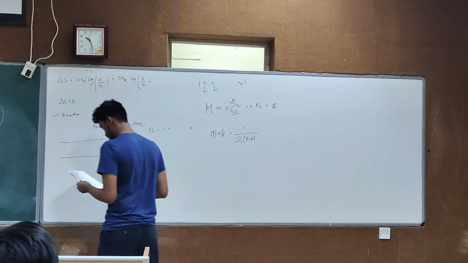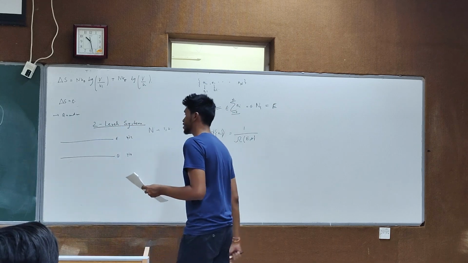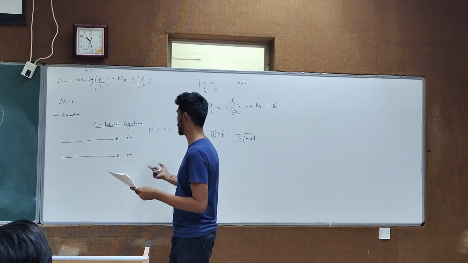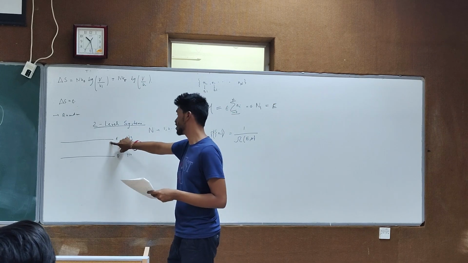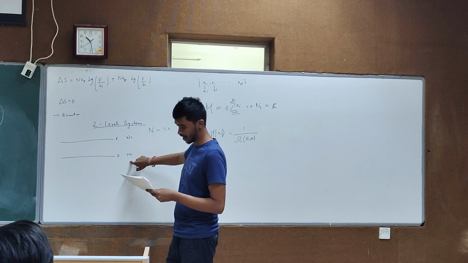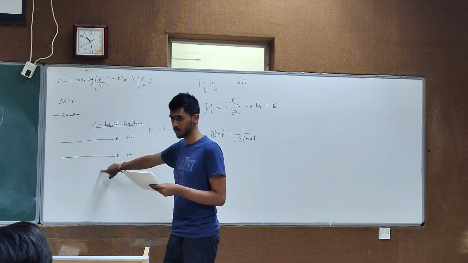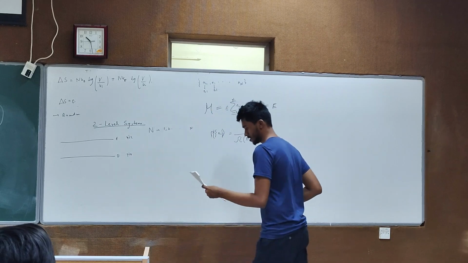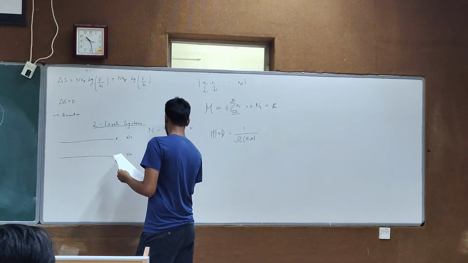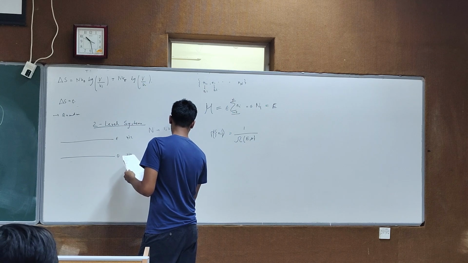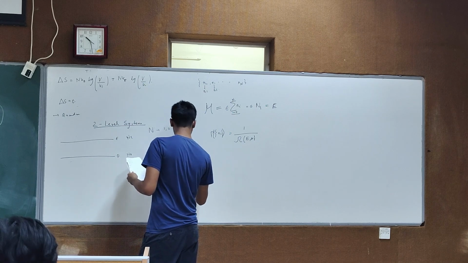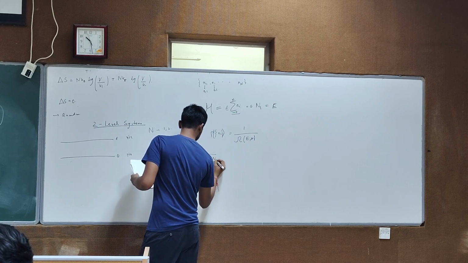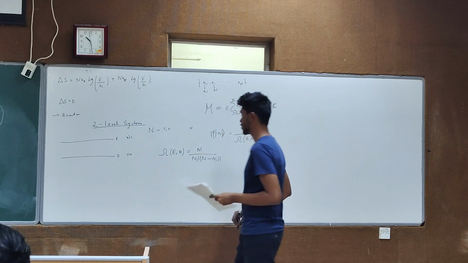So how many ways do you think we can arrange these n1 particles in energy epsilon and n0 particles in energy 0? N choose n1, right? So basically your omega(E, N) turns out to be N factorial by n1 factorial times n0 factorial, right?